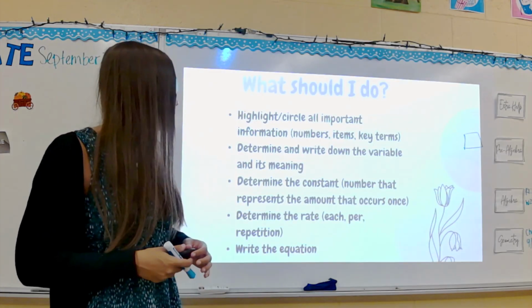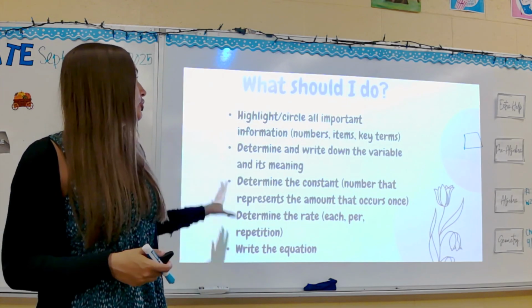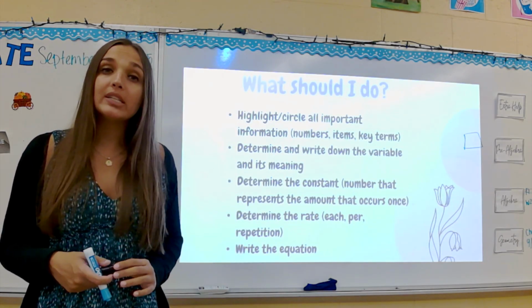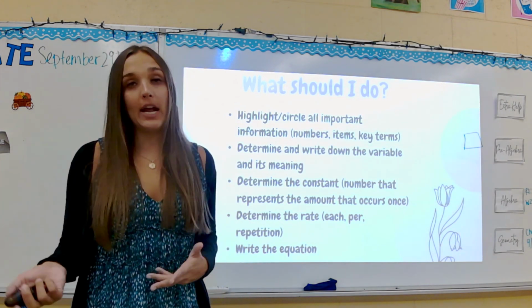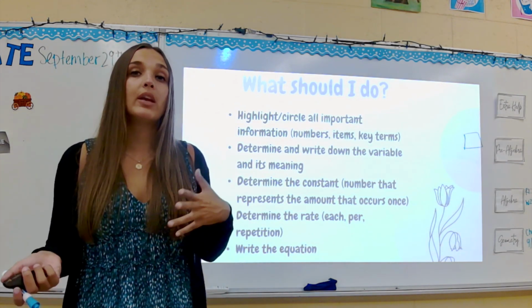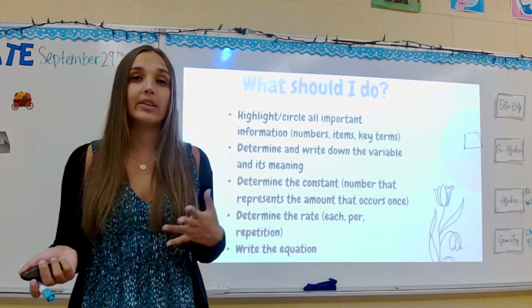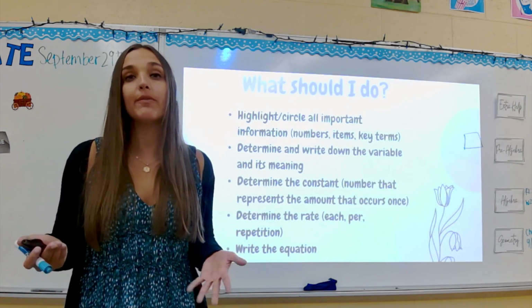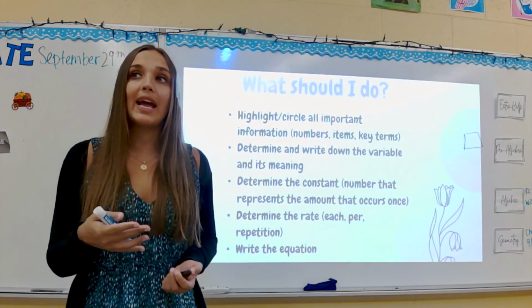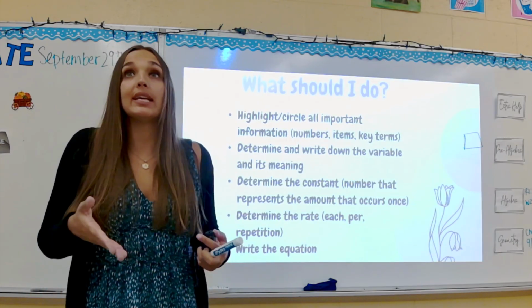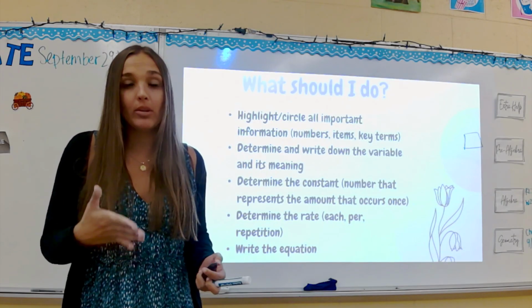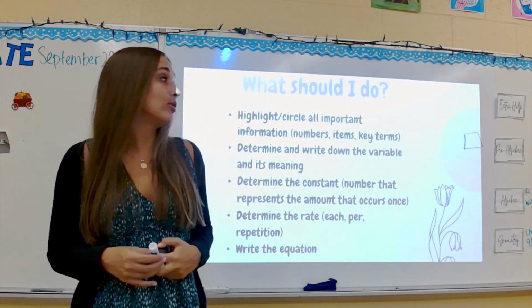I want to also determine and write down the variable and its meaning. For example, if we're dealing with apples, I would say A is for apples. This becomes important when we're doing more complex equations and word problems where we're going to have two different variables. If you just say X and Y, how do I know which item you're talking about? So you would have to say X is apples. You could choose any variable as long as you define what the variable is.